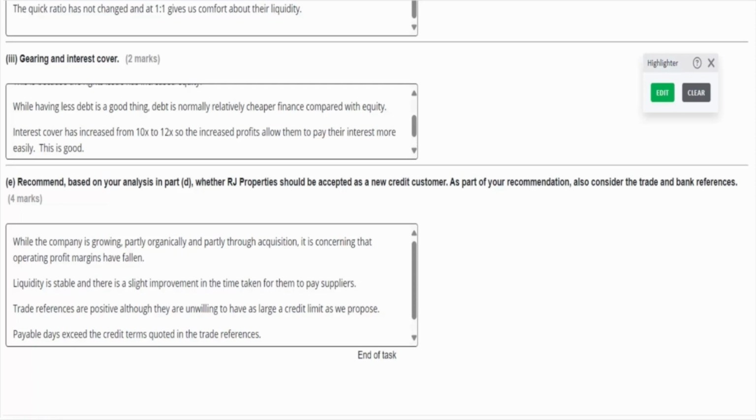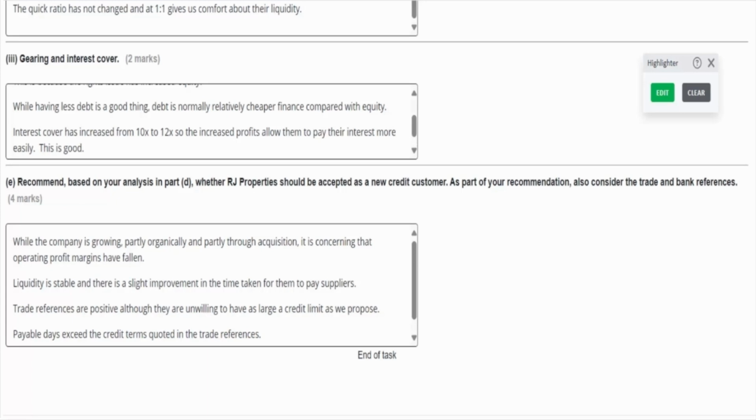Now, what about the interest cover as well? Let's just remind ourselves what the interest cover was. So we can see we've got interest cover 12 times and 10 times. So that's good, isn't it? The increase in our profits means that we are better able to pay our interest. So we can see that interest cover has increased from 10 times to 12 times. So the increased profits allow them to pay their interest more easily. And this is a good thing.